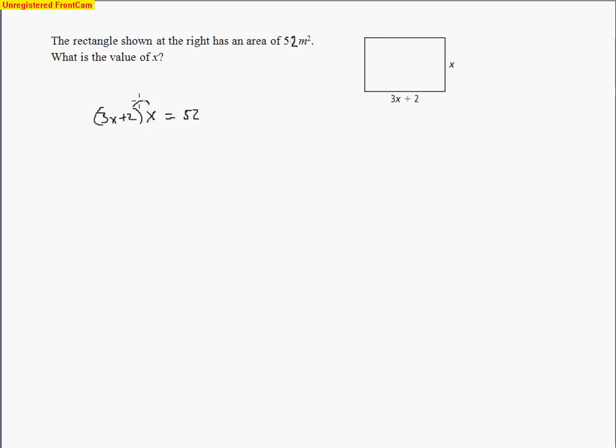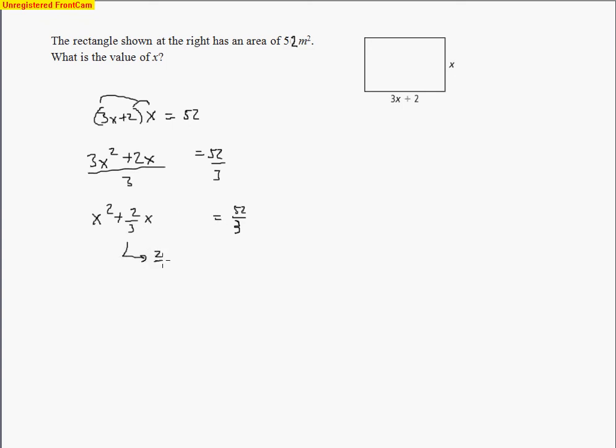So I go ahead and distribute just like that, and I end up with this: 3x squared plus 2x equals 52. And so first step is divide by the 3. So again, you want to get rid of that a term in front of the x squared value, and you end up with this: x squared plus 2/3 x equals 52/3. Don't change it to a mixed number now. Leave it as an improper fraction. It'll be easier at the end.